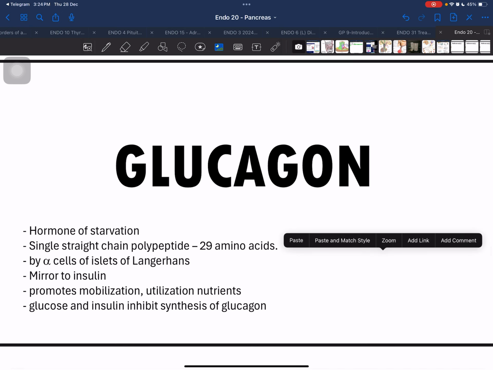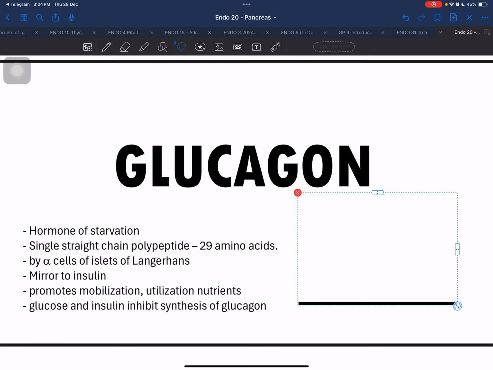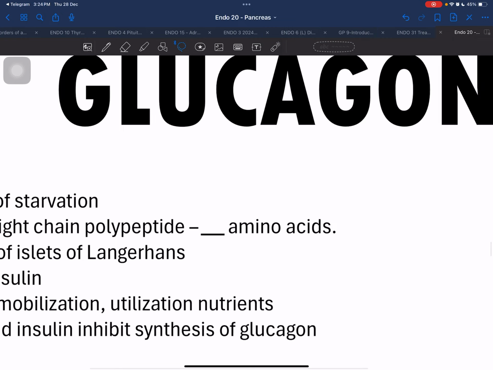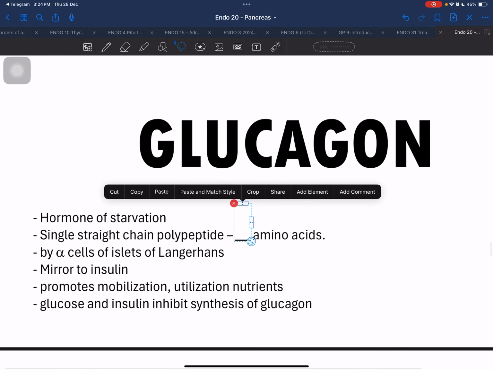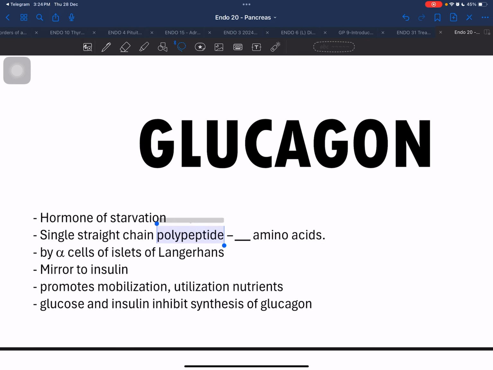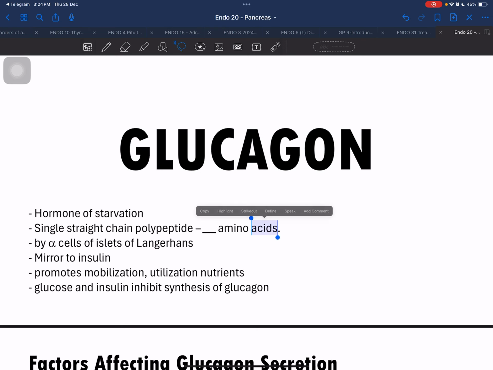Okay, glucagon tadi, kalau insulin kita cakap hormone of abundance. When there are a lot of glucose, a lot of amino acids in the blood, insulin will be secreted. So glucagon is the opposite. It's hormone of starvation. When there is low glucose, then glucagon will be secreted. So it is a single straight chain polypeptide consisting of 29 amino acids, mirror the insulin. So kalau insulin tadi dia nak store, dia nak simpan je all the nutrients kan, dia nak simpan fat deposit semua tu, but kalau glucagon dia nak break it down, dia nak mobilize.